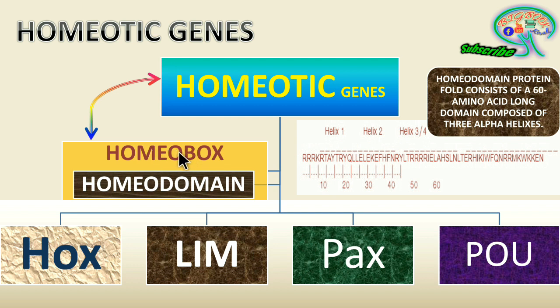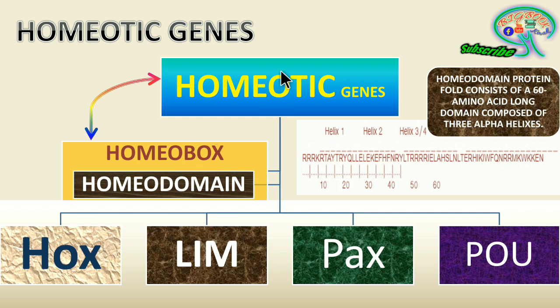Now this homeobox will have the homeodomain. This homeodomain is present in the form of four main clusters of homeotic genes. One is HOX, next is LIM, next is PAX, and the next is POU. So these are the four different homeotic gene clusters present in the animal kingdom. These four clusters are present in the homeobox and express through the homeodomain protein transcription factors.